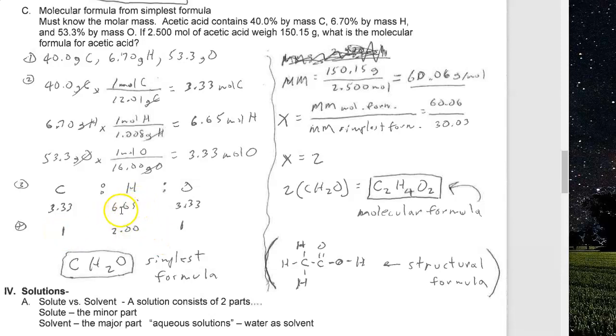6.65 divided by 3.33 is pretty darn close to 2. And 3.33 divided by 3.33 is 1. So dividing these by the smallest number gives me a 1 to 2 to 1. Do I have to start multiplying by 2 and 3 and 4? No, because I've already got small whole numbers. So therefore, the simplest formula for acetic acid is C1H2O. And there's your simplest formula. Can you do it?